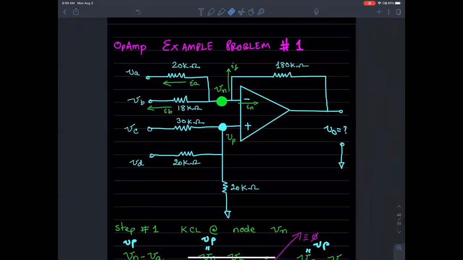Okay, what we want to remember is, there is VA, there's VB, and there's VC. If you look at VA and VB, both of these are applied to the negative terminal. VC and VD are applied to the positive terminal.